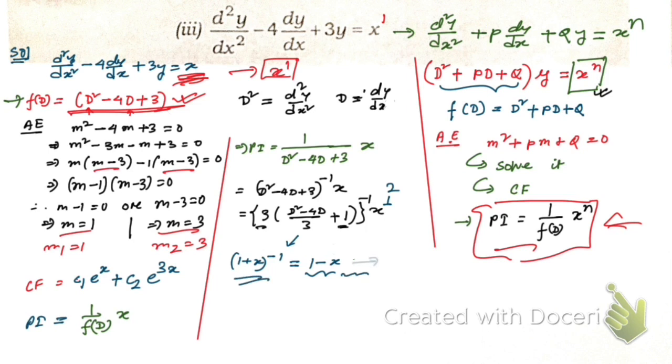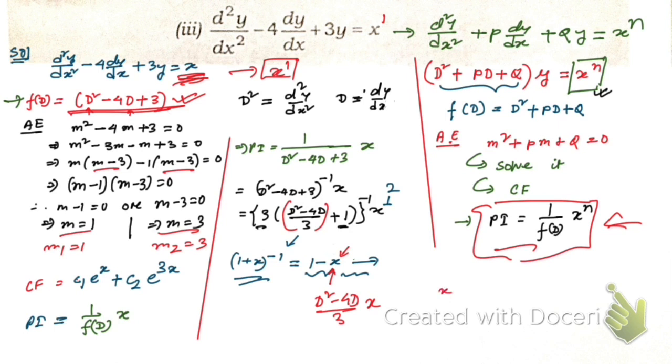If you expand, whatever you will get, the remaining terms are neglected here. Why? Let me tell you. Here this x represents our term containing d. Now in the second term we will get d square minus 4d by 3, and it will operate on x.